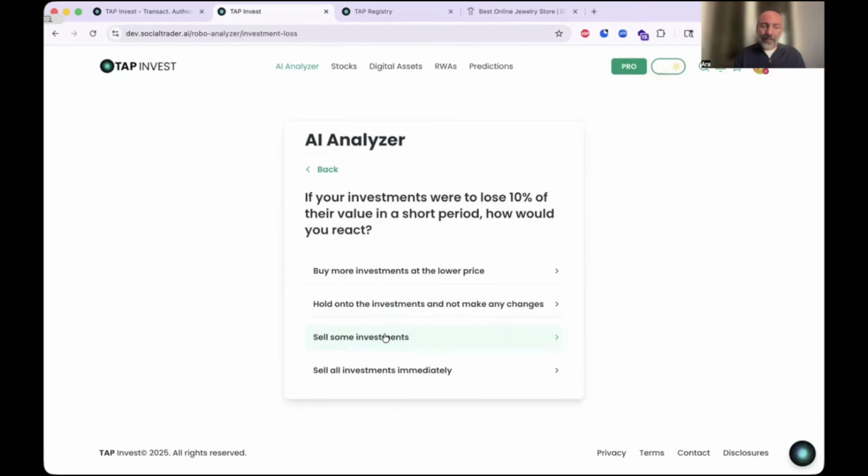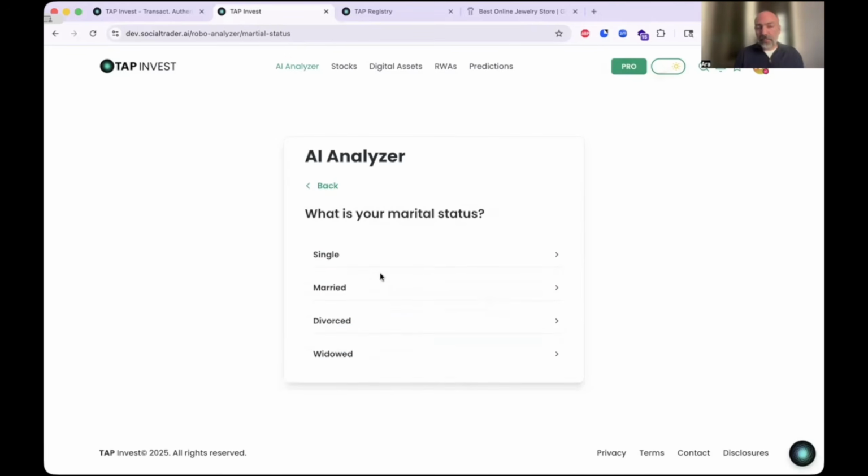Now, we also want to verify that what you said is potentially right, so we'll ask you a follow-up question in different wording. If your investments were to lose 10% of their value in a short period of time, how would you react? Would you buy more investments at the lower price? Would you hold on to the investments and not make any changes? Would you sell some, or would you sell all of your investments immediately? In this case, let's say that we would buy more investments at the lower price because I said high risk tolerance, and I'm verifying that.